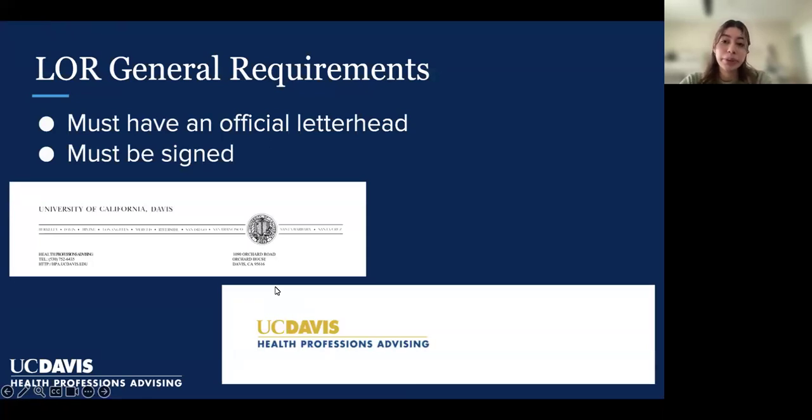Because then they won't be able to actually make sure it's accurate. So again, you need to remind them that they need to include their signature as well as their name and title in text format. And then they must have an official letterhead. And you can always include all of this information when you reach out to your letter writers as well.